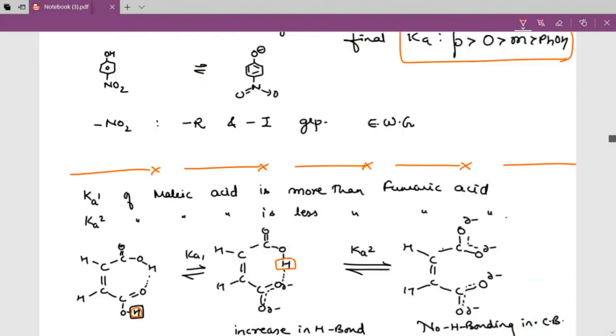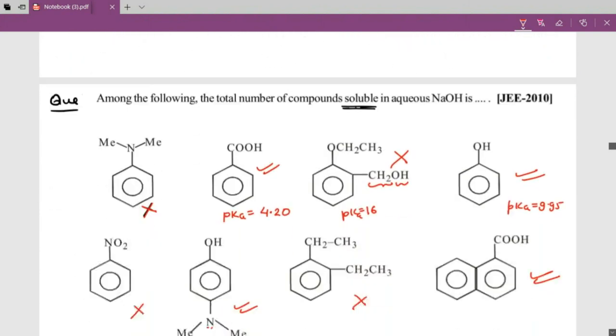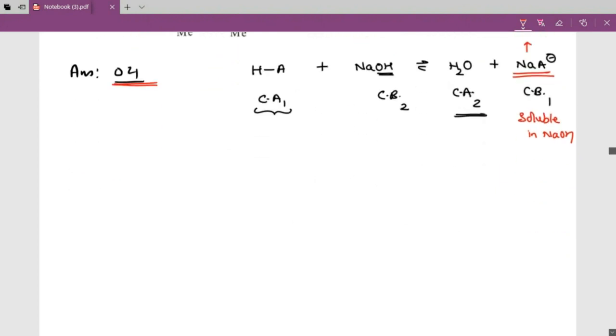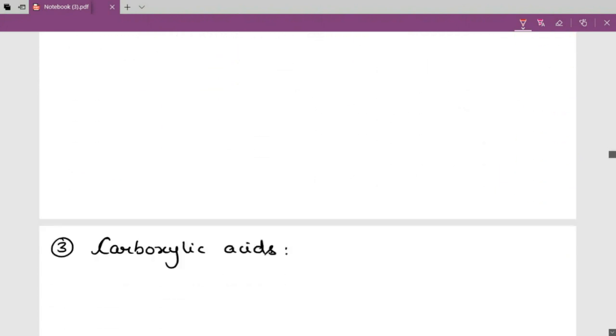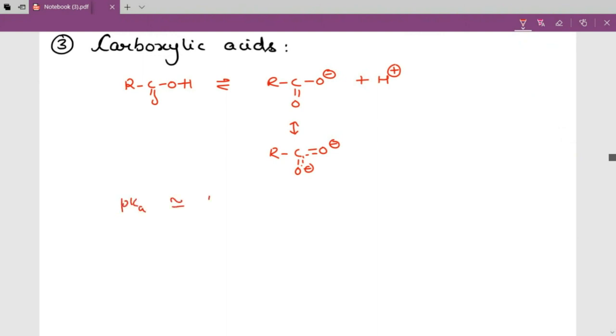Okay, this question appeared in JEE in the year 2010, on this particular similar concept. Let's move to carboxylic acid. I think carboxylic acids are very good acids. All of you are aware that when they ionize, they generate a very stable conjugate base which has two equivalent resonating structures. So they are very stable conjugate bases.